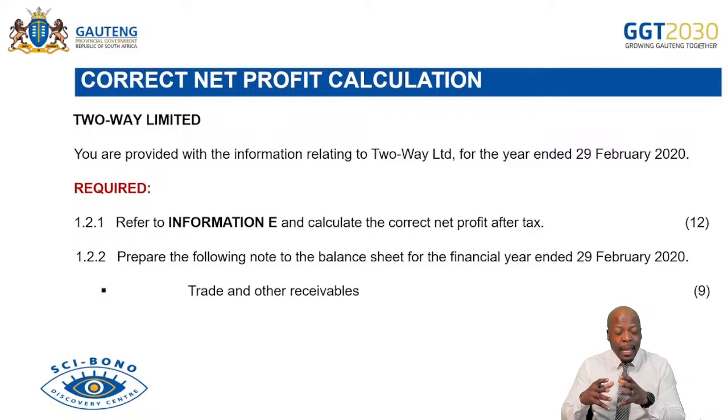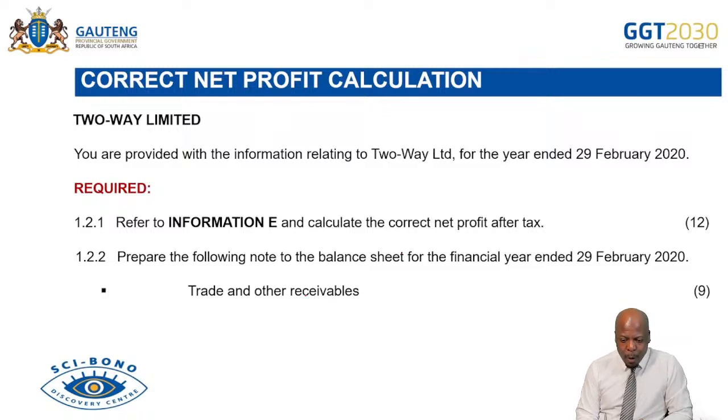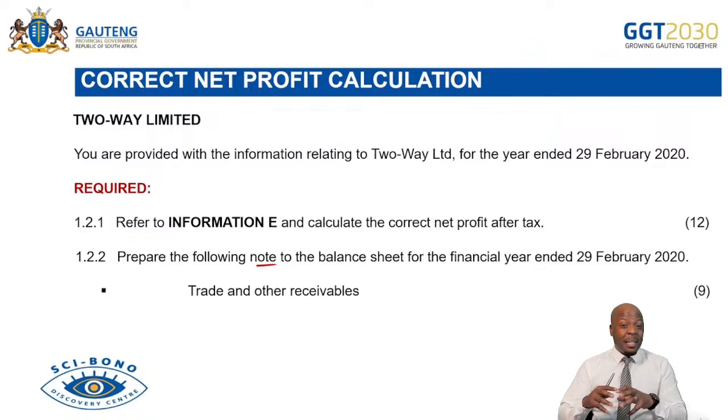Okay. So we are in the Gauteng prelim paper for the year 2020, and our focus is on question number 1. And the interesting thing about this question is we are going to do the correct net profit calculation, as well as a note to the statement of financial position, that is our trade and other receivables. I'm excited about this question because it has some very interesting adjustments which I want you to follow through. All right. So if you guys are ready, maybe let's begin.